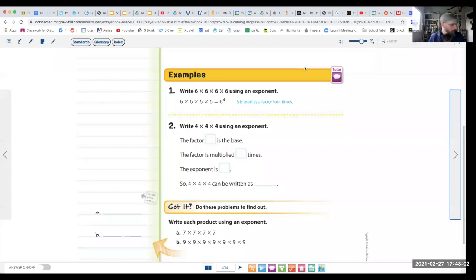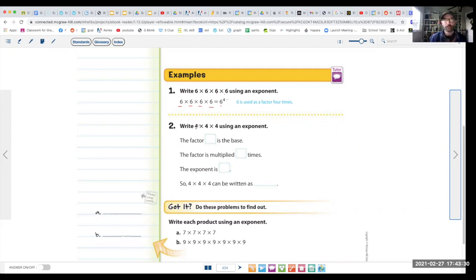Okay, so now let's look down at the bottom half of the page. Let's look at some examples. Here we have 6 times 6 times 6 times 6. You write that using an exponent. Well, there's 4 6s, 1, 2, 3, 4. So that's why we write it as 6 to the 4th power. Got it? It just means that there's 4 6s. And again, this is not 6 times 4. No, no, no. 6 to the 4th power is a much bigger number.